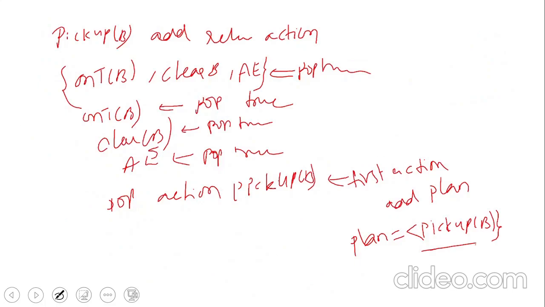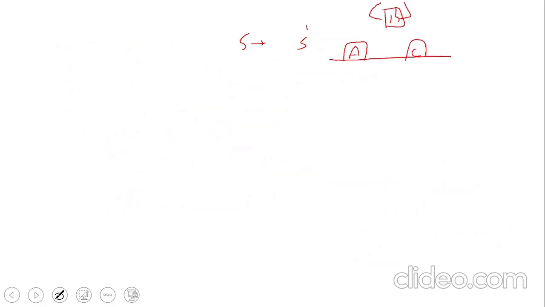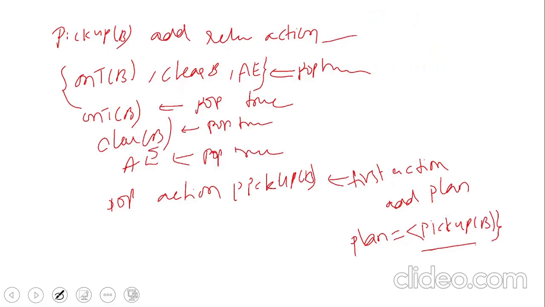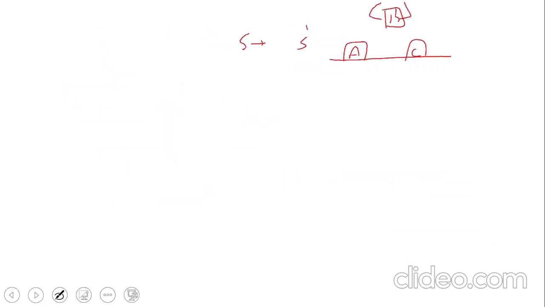Okay, so first we remove this action, so we add it to the plan. Okay, pick up B. So after that, what we need to do is, this is the state S bar we got. So we are adding for the state S bar. We need to add the positive effects and delete the negative effects. That's why holding B and this one. Now what are we having in the stack now?